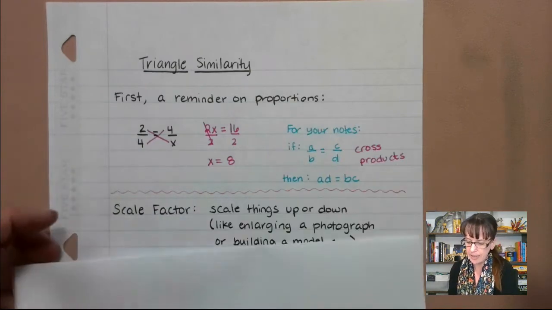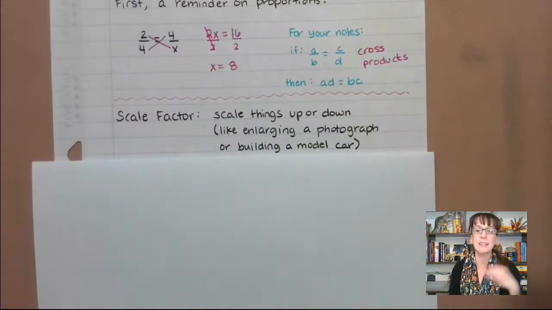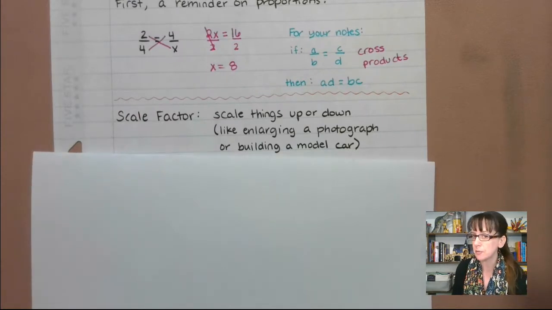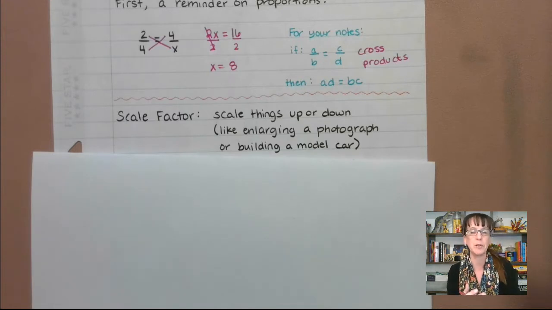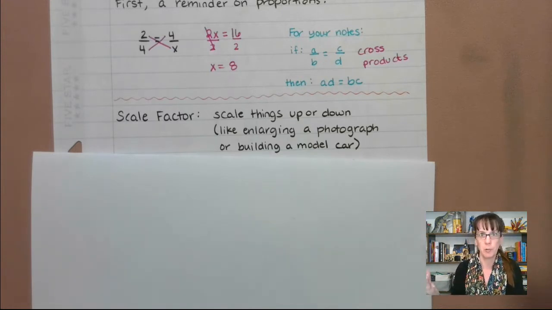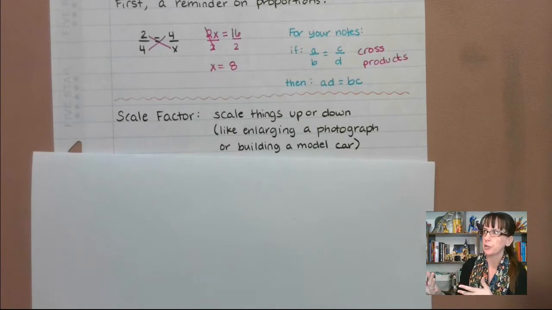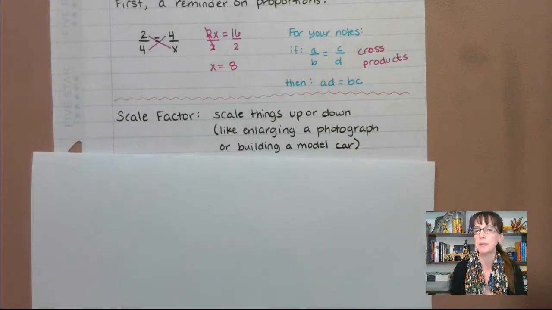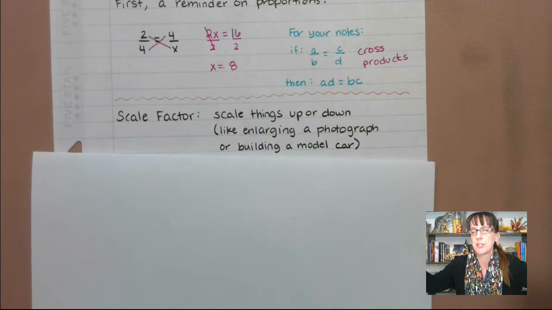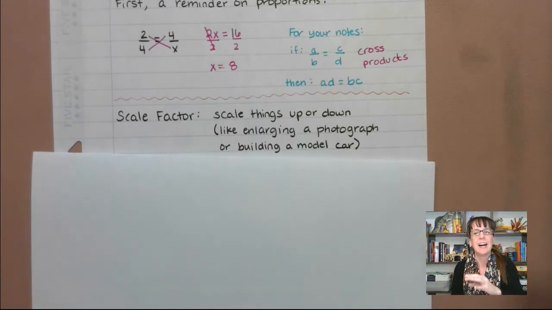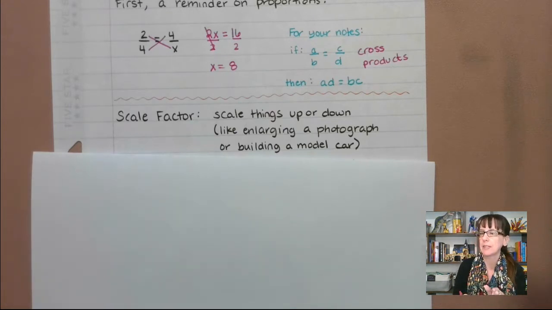Okay, so let's talk now about scale factor. Scale factor is all about scaling things up or down. Where you may be most familiar with this is if you have a picture on your phone and it's small on your phone, but you want to print a bigger picture and put it on your wall. When you go to print that picture, you want it to stay proportional, meaning that you don't want your face stretched out or really skinny, so that it looks the same as what it looks like on your phone. That is called keeping things in proportion.